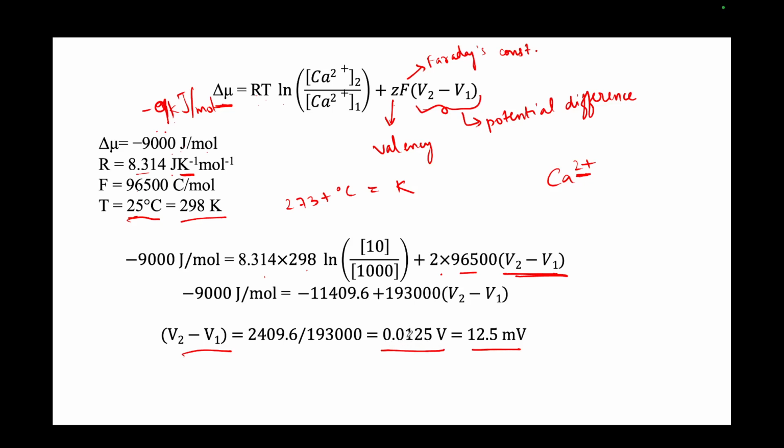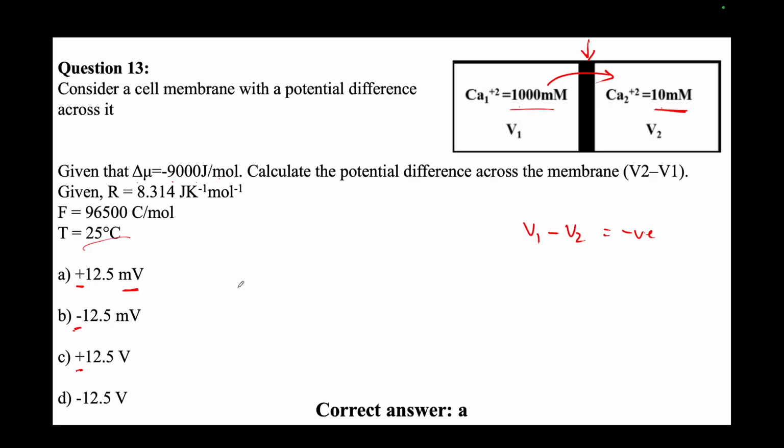So that means if you multiply it by 1000, it would become 12.5 millivolts. So the correct answer is option A, plus 12.5 millivolts. The rest of the answers are wrong. This is clear. So these types of numericals are also important in this chapter. Be careful about how to solve them, and when you are solving, be careful about the units that are given in the question.